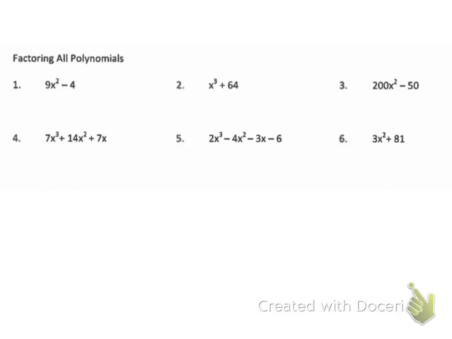Number 1 right here, we've got two terms, right? Number 1, we have two terms. Subtraction sign in the middle, even exponent. I can take the square root of both. So I'll have 3x plus 4, 3x plus 2, 3x minus 2, okay?